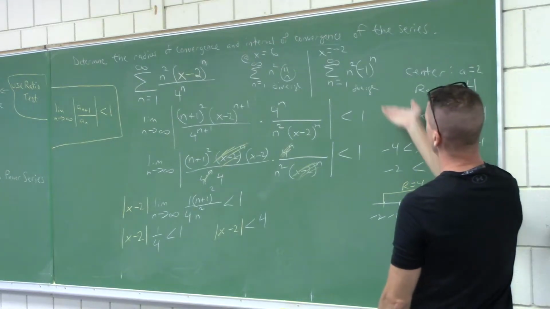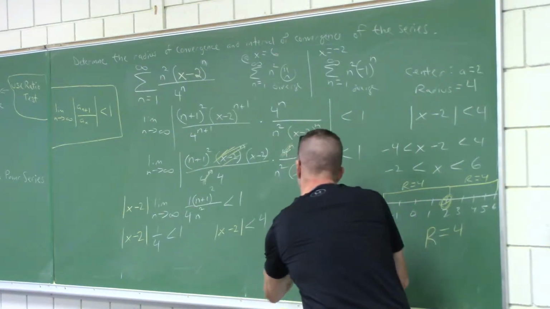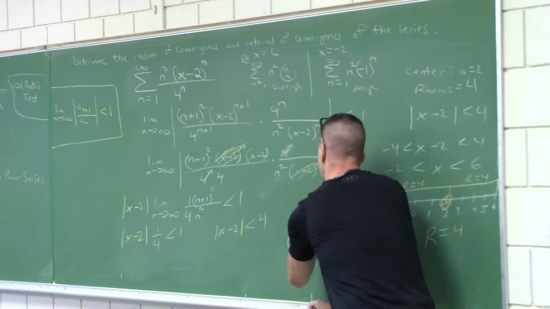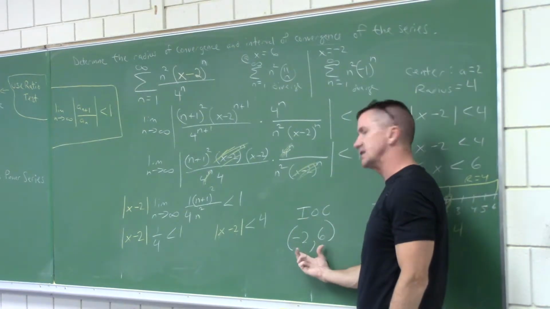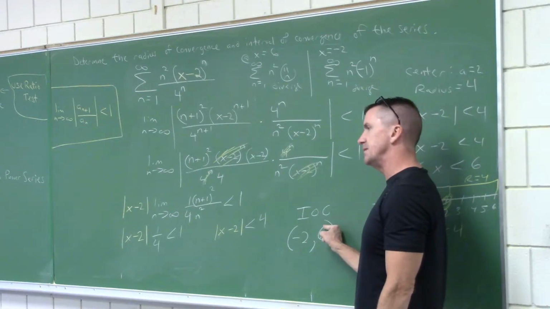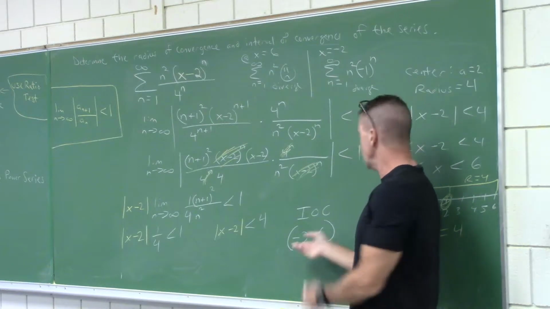If you want to write, what's another way to write an interval of convergence? Does anyone like to put it in interval notation? Like this? I can call this my interval of convergence, my IOC. Do you like to put it in interval notation? You absolutely can. What does it mean if you got to put an equal sign there? You got to do what? Close brackets. But you can leave it like this.